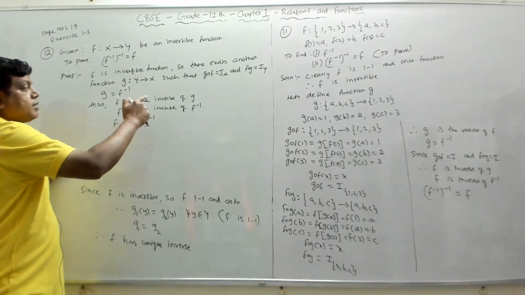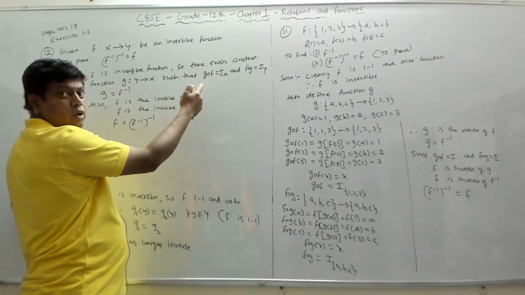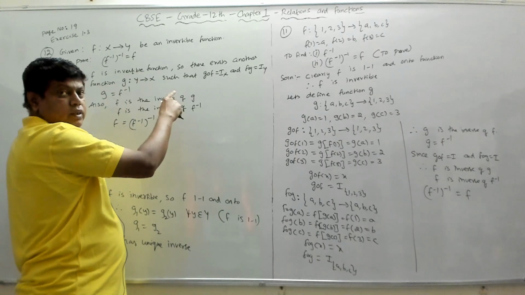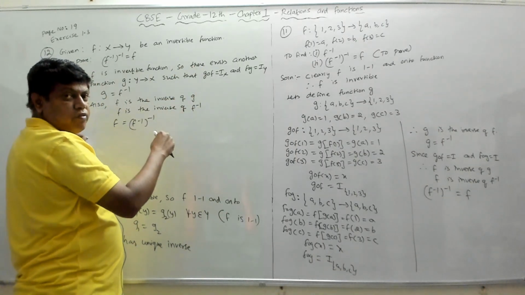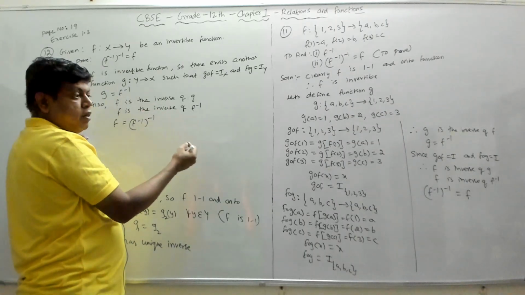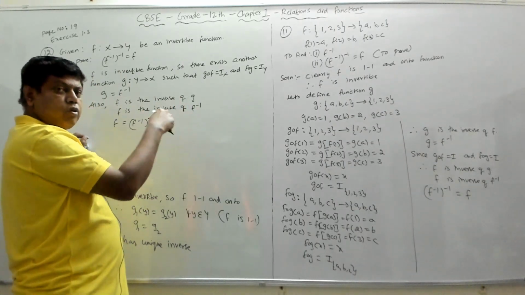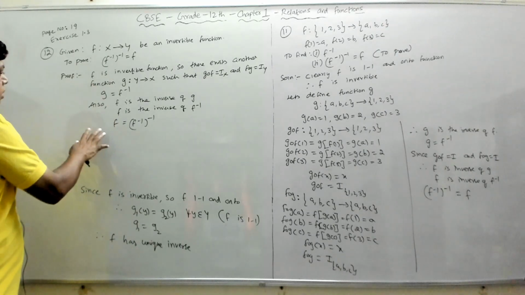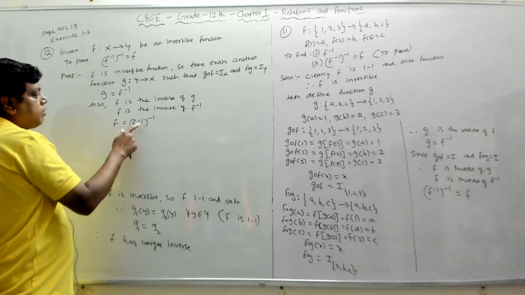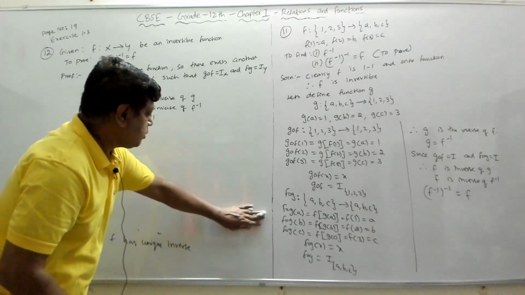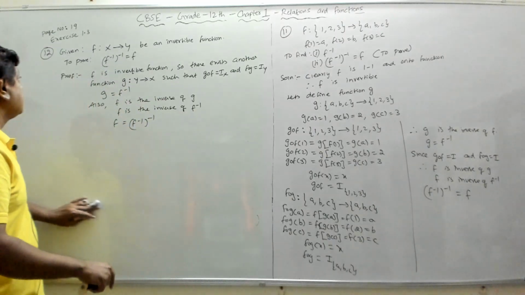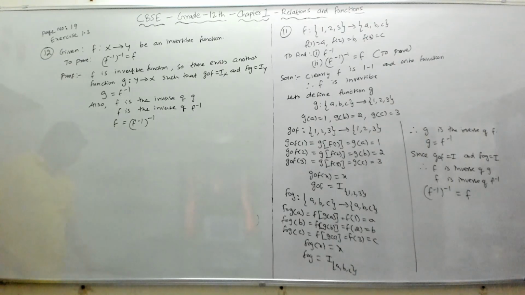Here we are using the same definition to prove that one function is the inverse of another. If a function G is the inverse of F, then function F is the inverse of G. With that argument, we have proved that F is equal to F inverse whole inverse. All of you can pause the video and take the notes. I'll go to the next one, which is problem number 13.